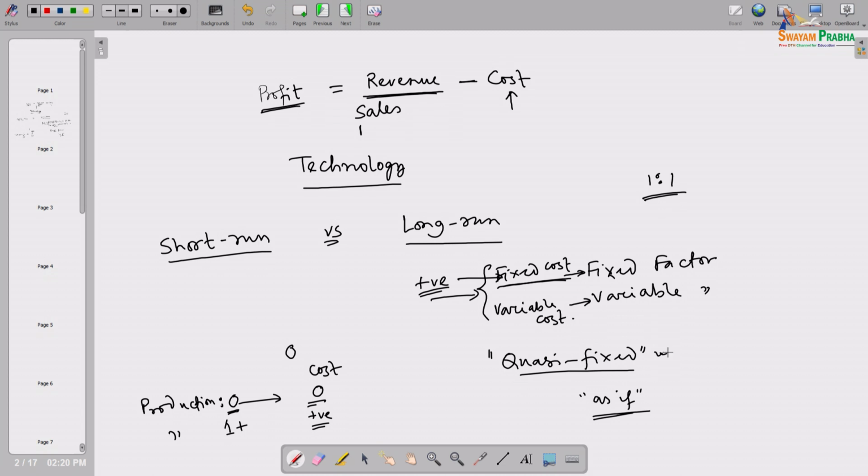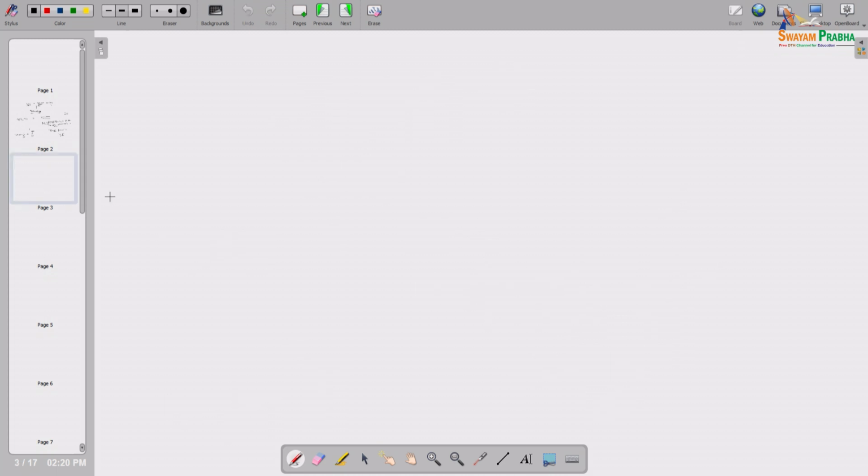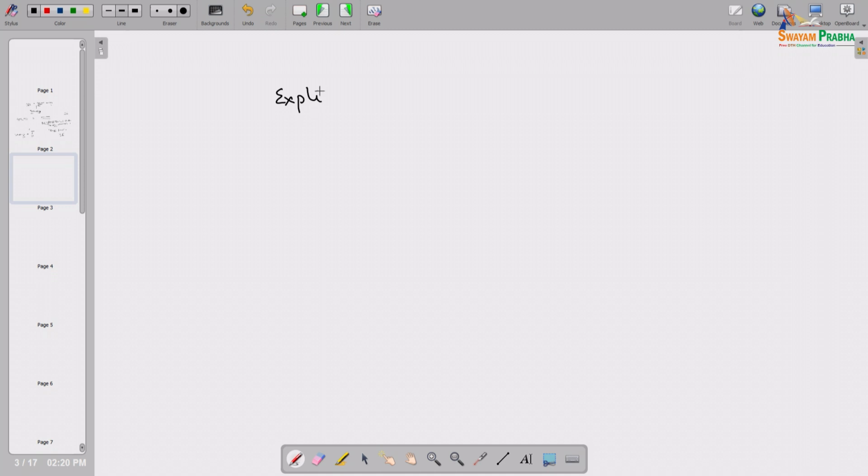So, let me summarize what we have discussed now. What is the definition of short run and long run? Fixed factor and variable factor and their respective costs are termed fixed cost and variable cost. In that context, we also discussed what quasi fixed cost is. So, when we are discussing the cost of production, we have to show 2 different concepts of costs. One is called explicit cost and the other implicit cost.